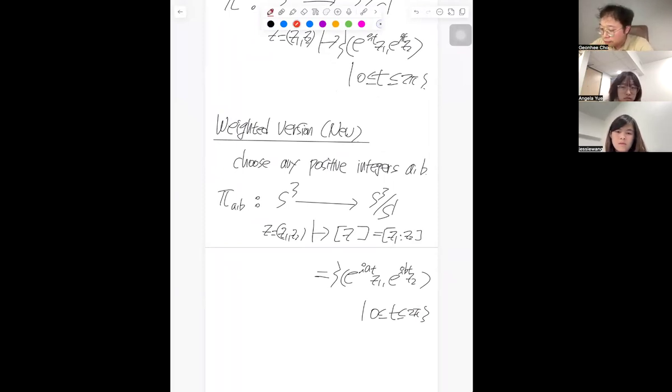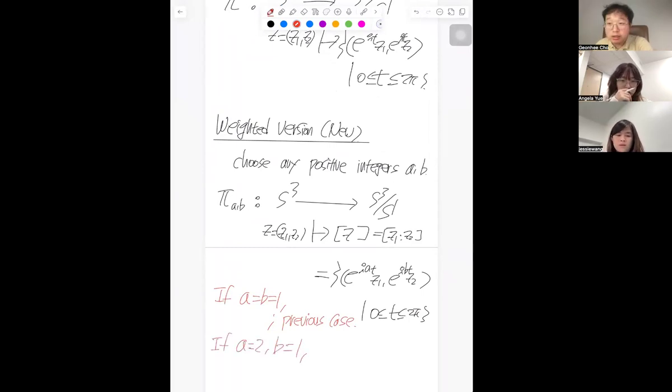So intuition. If A and B are equal to one, it's just tedious, right? Then it's just the previous case, which covers the understanding of the one qubit. That's fine. So if you take, for example, A equals 2, B equals 1, what happens? If you change T from 0 to 2 pi, anyhow, it should rotate one circle. Is that okay with you?